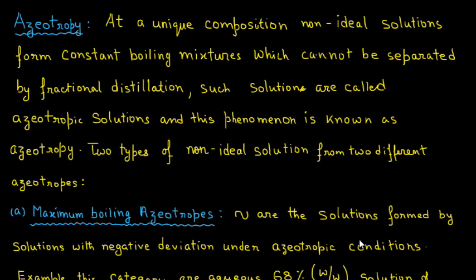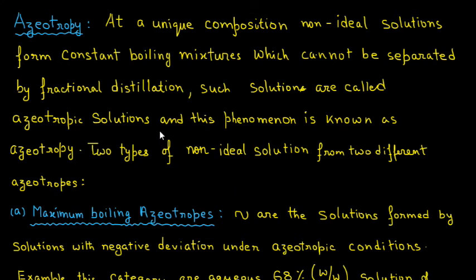Now we'll start azeotropy. At a unique composition, non-ideal solutions form constant boiling mixtures which cannot be separated by fractional distillation. Such solutions are called azeotropic solutions, and this phenomenon is called azeotropy. Two types of non-ideal solutions form two different azeotropes.